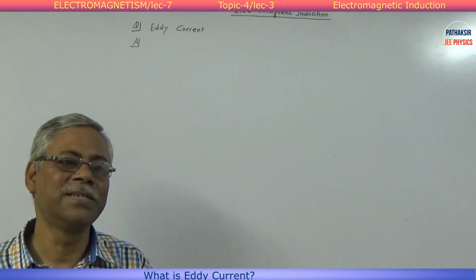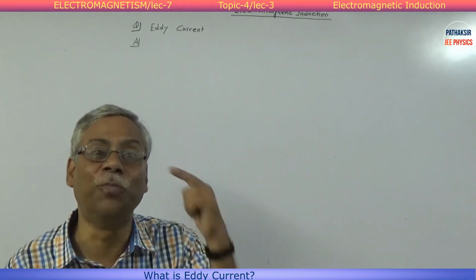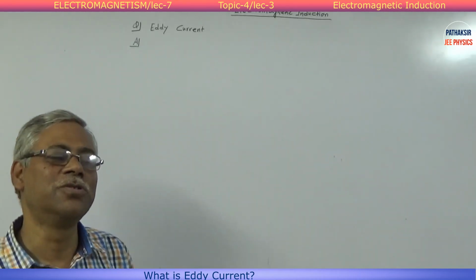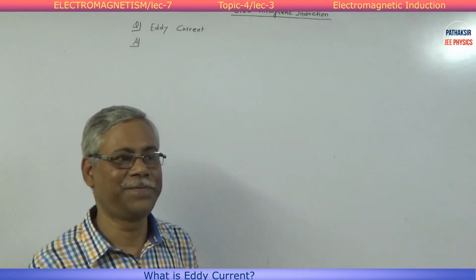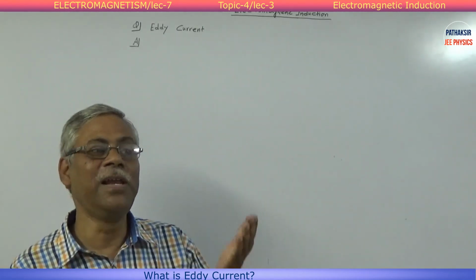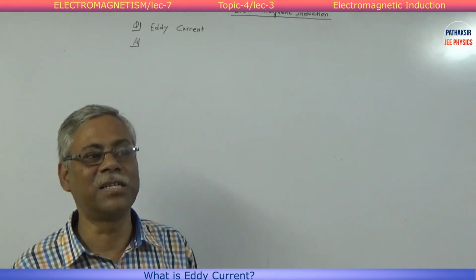In such case, the current will choose its own path. And obviously current will choose the low resistance path. Means current will be high and it will produce an immense amount of heat, a large amount of heat.